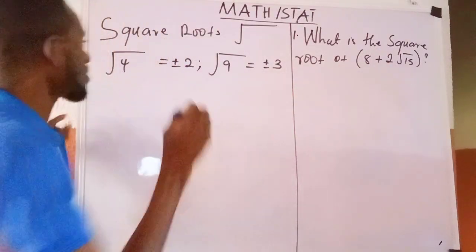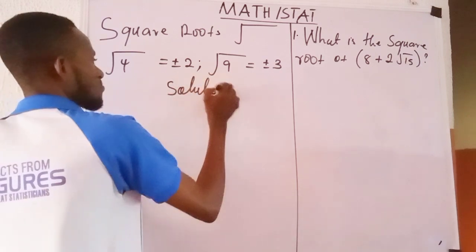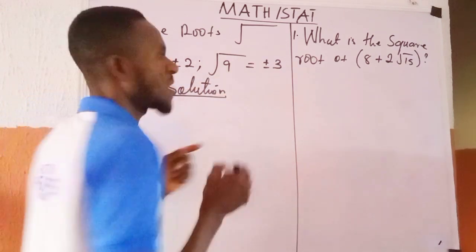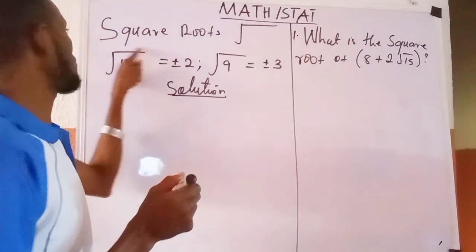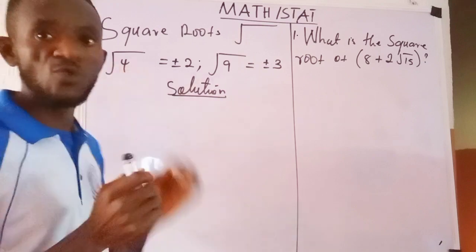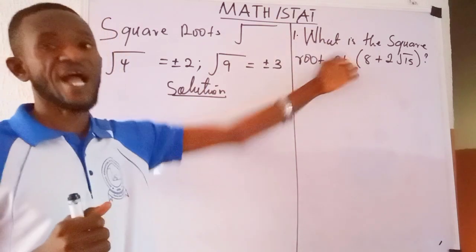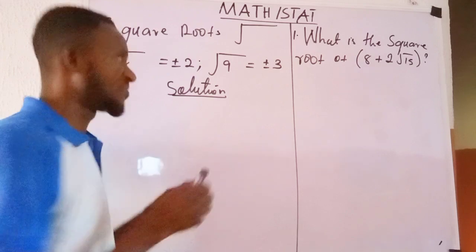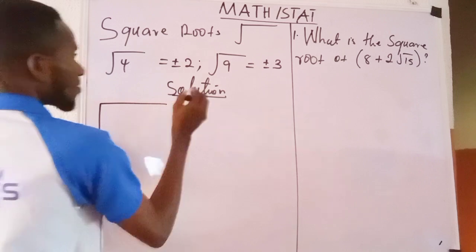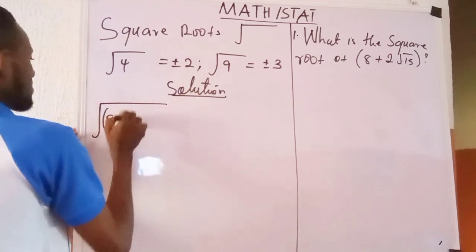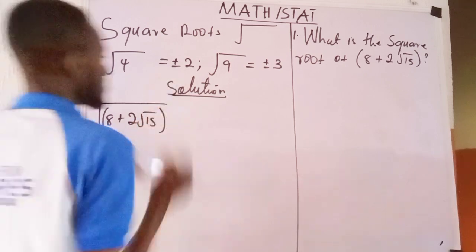So as a word of solution, I'll come here and write solution. When we were asked earlier to find the square root of 4, we began by using the square root sign to enclose 4. So I'm going to do the same thing with that because I was equally asked to find the square root of that. So the beginning is going to be square root of open a bracket, 8 plus 2 root 15. That is the first thing we are going to do.